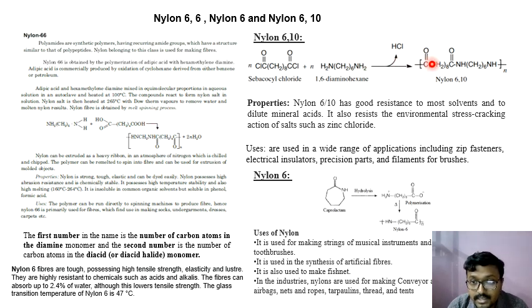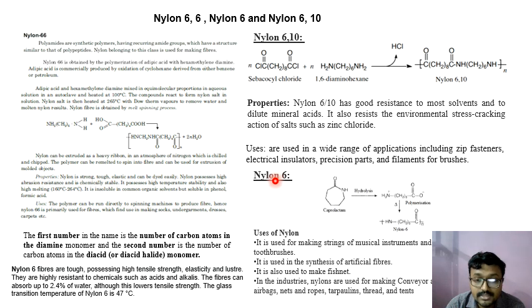In nylon 610, one monomer molecule is hexamethylene diamine, but the other monomer molecule is sebacoyl chloride. In this monomer unit, you can see there are 10 carbons, (CH2)8 with C=O on both ends, so 10 carbons are present. So there is a 6 and a 10, so this nylon is called 610 nylon.